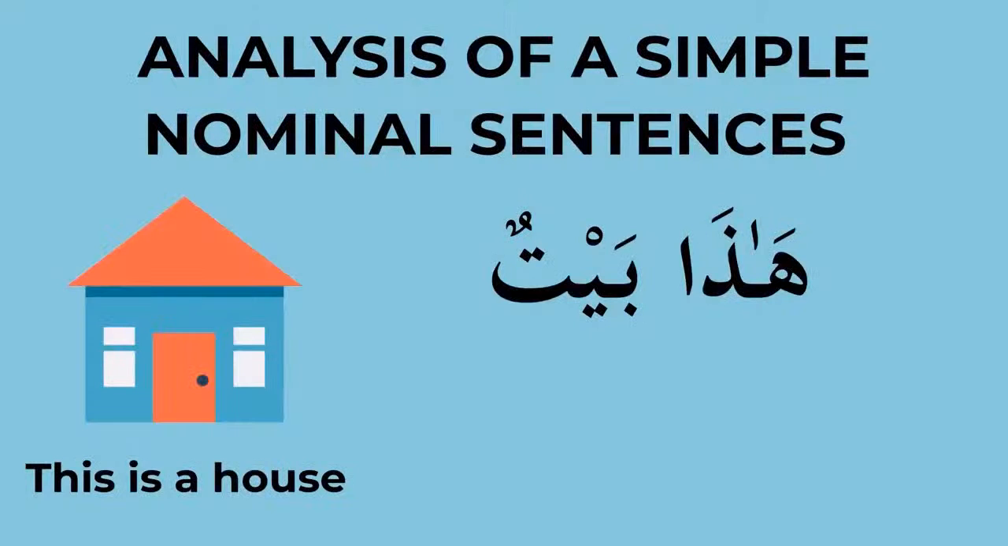What is the first sentence, brother? Hatha baytun. I want you to analyze it. Yeah. What are you looking for? Sister Salma? Mubtada and khabar. We are only looking for these two things.